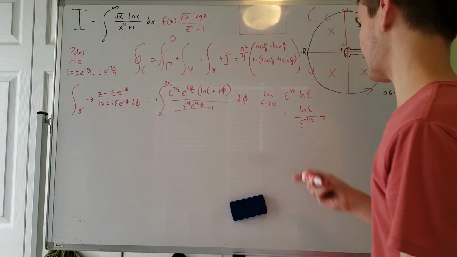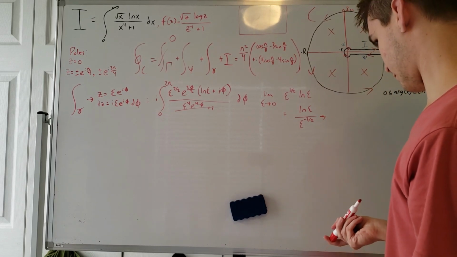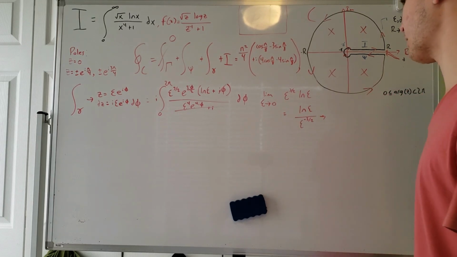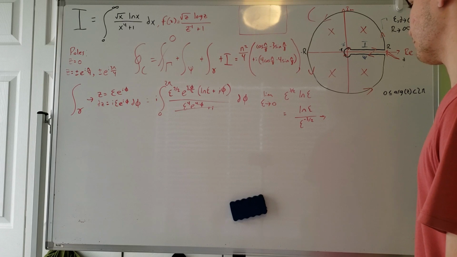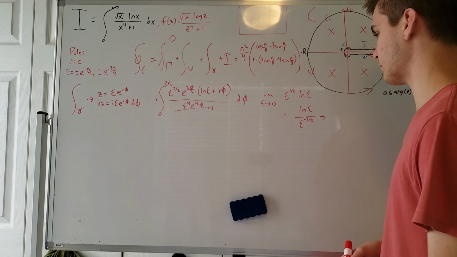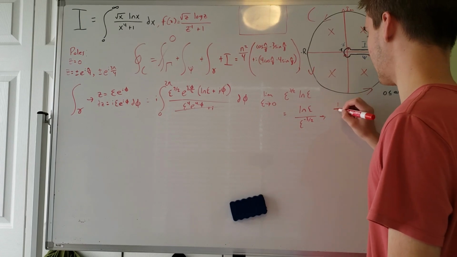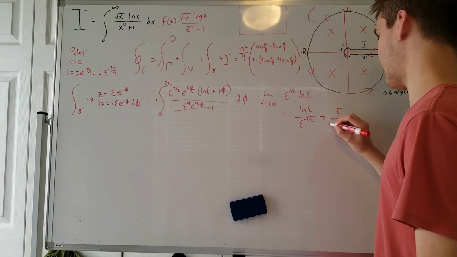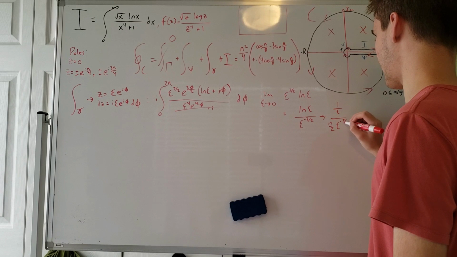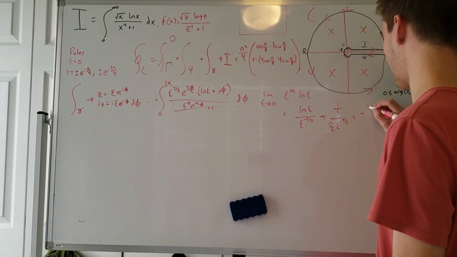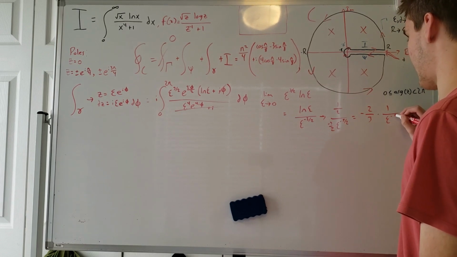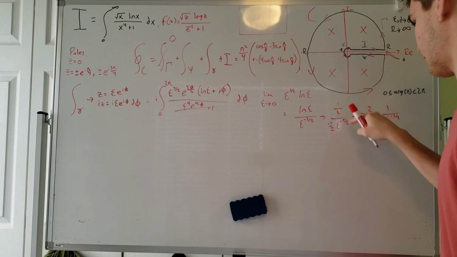So then, it's an indeterminate form anyway, because we have 0 times minus infinity. So in essence, this is also minus infinity over infinity. So we can differentiate: 1 over epsilon over minus 3 halves epsilon to the minus 5 halves, which is equal to minus 2 thirds times 1 over epsilon to the minus 3 halves, because this fixes that.